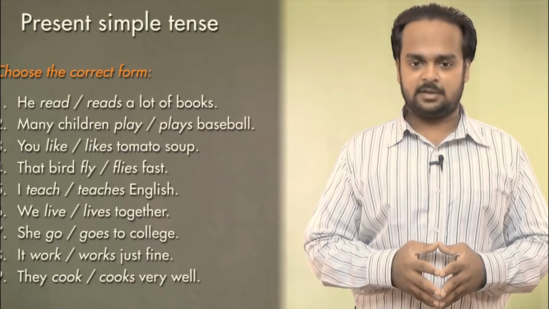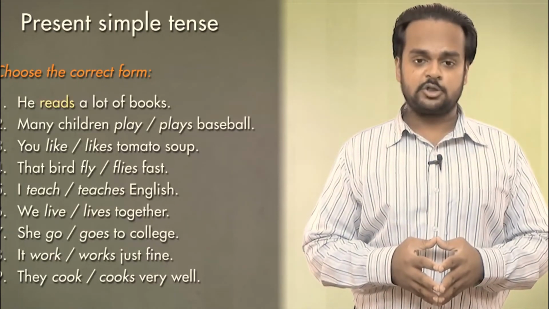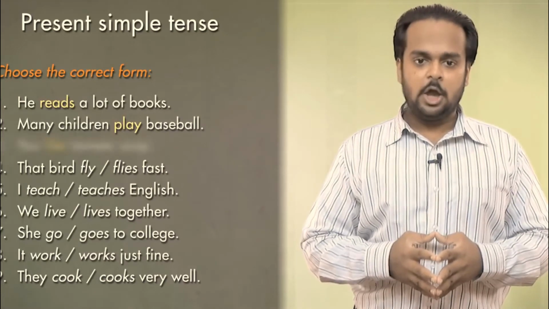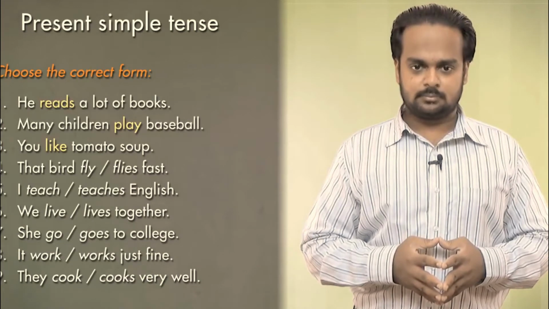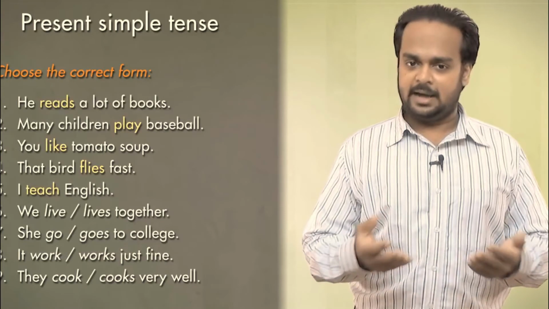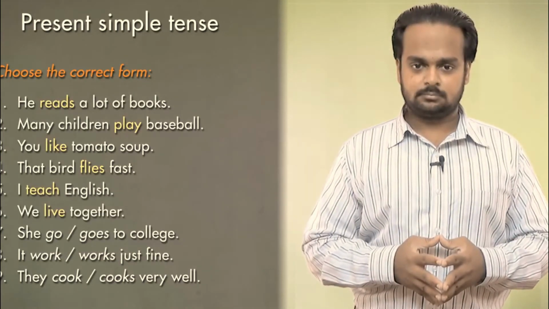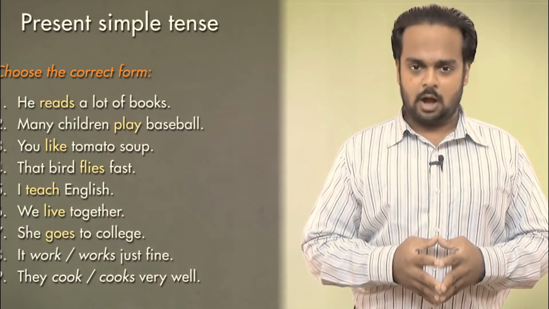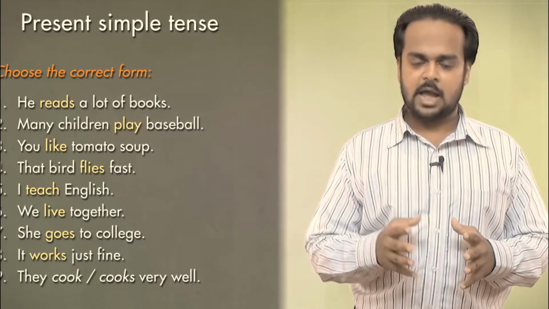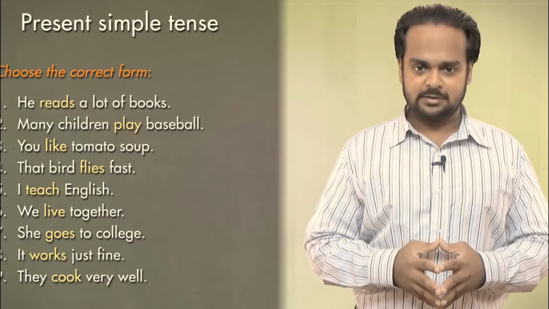Alright, let's look at the answers. Number 1, he reads a lot of books. Number 2, many children play baseball. Number 3, you like tomato soup. Number 4, that bird flies fast. Number 5, I teach English. Number 6, we live together. Number 7, she goes to college. Number 8, it works just fine. Number 9, they cook very well. Did you get all of them right?